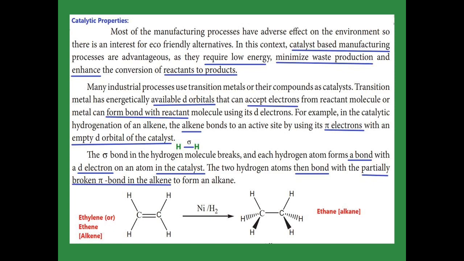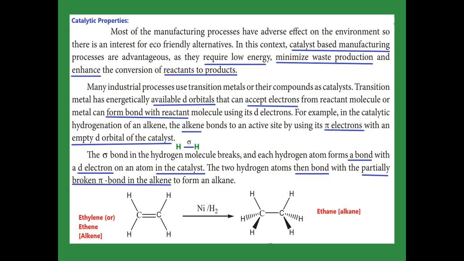For example, take an alkene, ethylene, CH2=CH2. When it reacts with nickel in the presence of hydrogen, it gives ethane. First of all, the hydrogen sigma bond is broken, and then it forms a bond with the nickel. Afterward the hydrogen breaks away once again and forms a bond with the partially broken pi bond of the alkene.